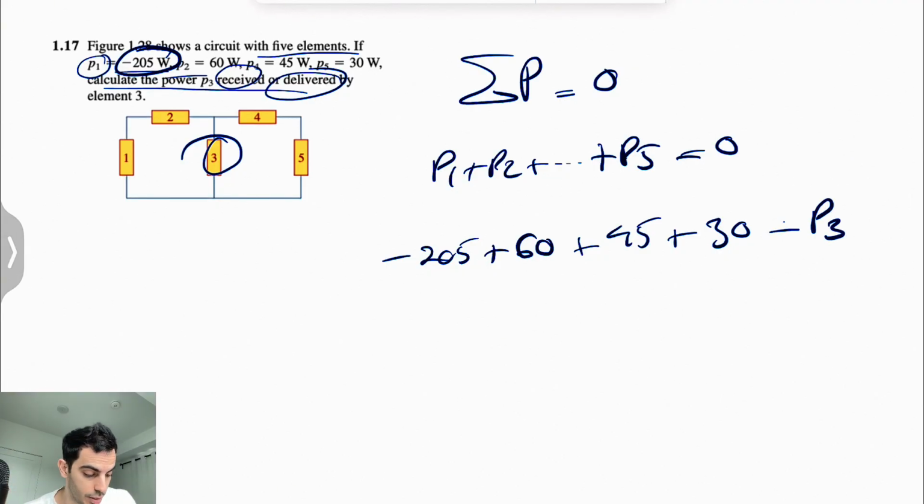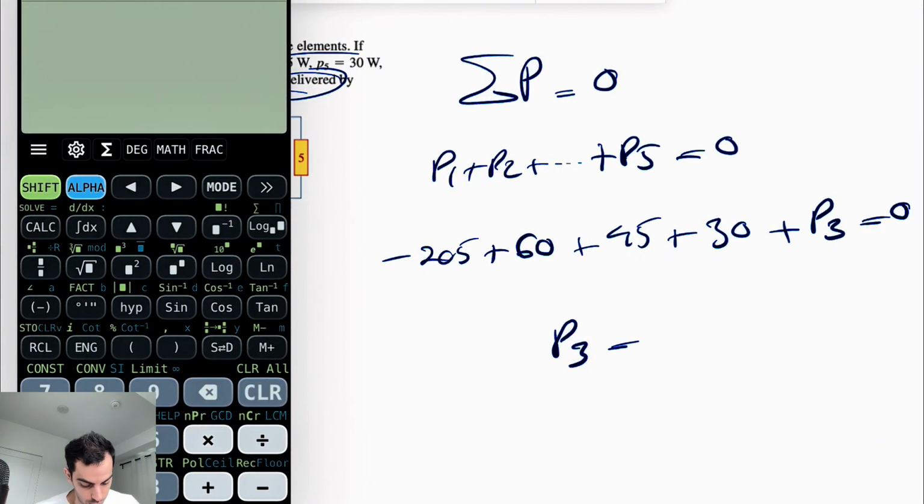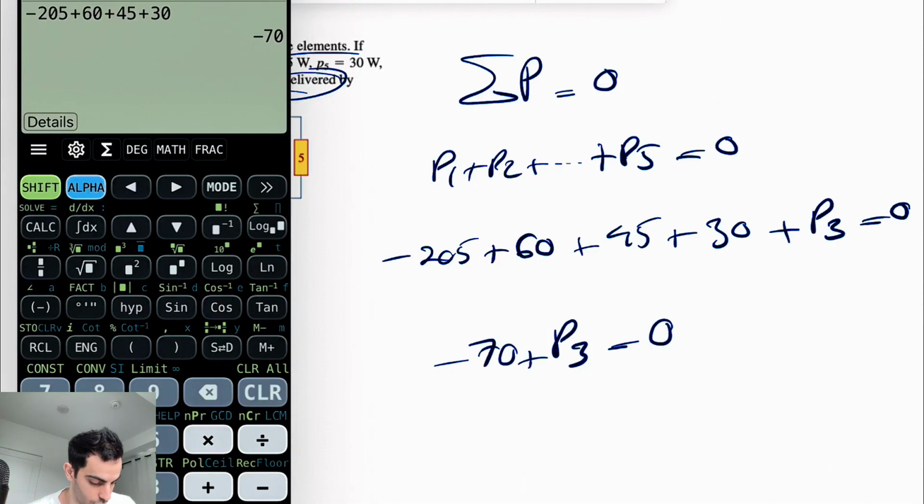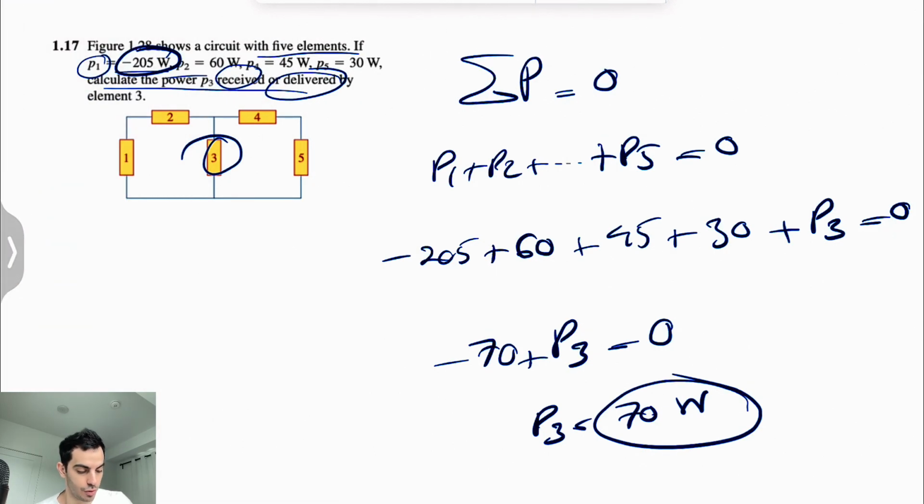And we're just going to go with the positive sign for now. We'll see what we get. So basically our P3 in here is going to be, so negative 205 plus 60 plus 45 plus 30, that's going to be negative 70. And if so, basically we have negative 70 plus P3 is equal to 0. So P3 is going to be 70 watts. And that shows that the element receives this power.